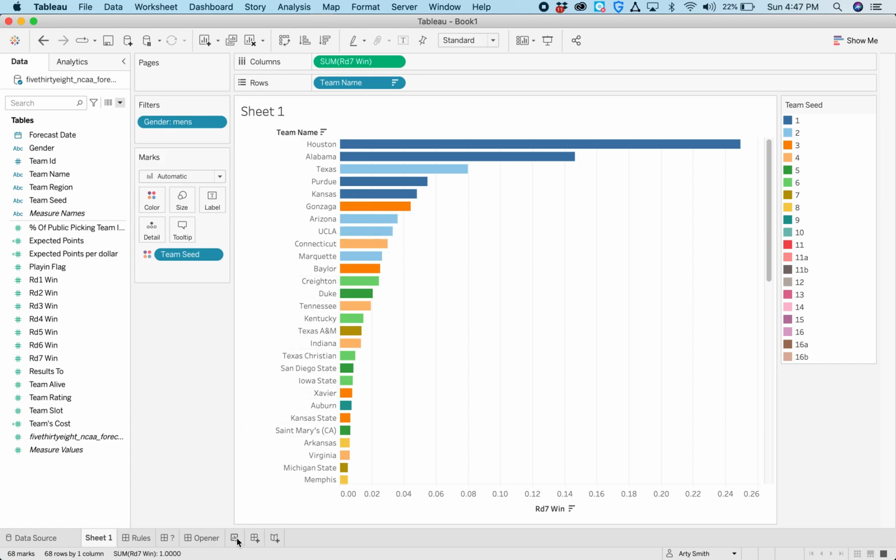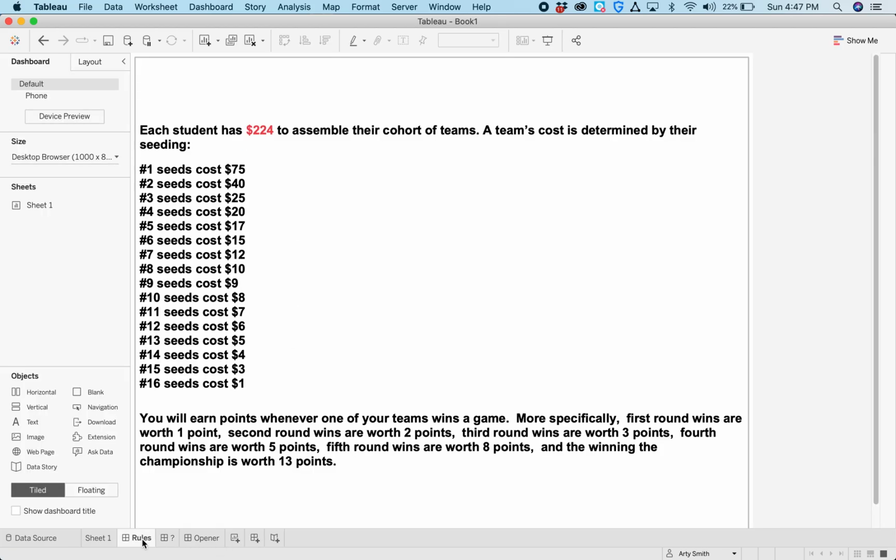Now, back to the rules of this contest. Okay. Not only do we need to think about teams' probability of winning it, but we also need to think about their cost. Indeed, mathematically, this problem is interesting because we're trying to maximize the number of points that the teams in our cohort will earn while keeping our cost under $224.